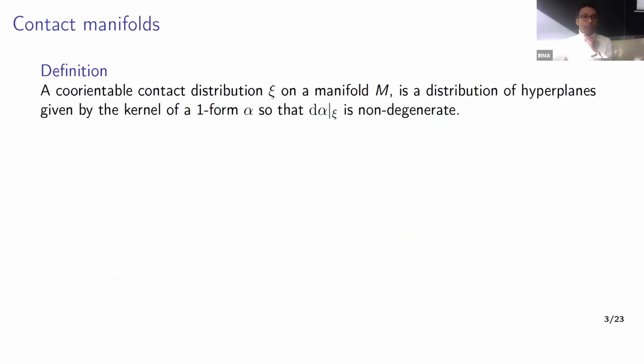So now let's go to what happens in contact geometry. First, a definition: a contact manifold is a manifold endowed with a distribution of hyperplanes which is co-orientable, which means that there exists a vector field everywhere transverse to this distribution. Moreover, we ask the distribution to be maximally non-integrable. Another way of saying the same thing is that the contact distribution is given by the kernel of a one-form alpha so that the exterior derivative of alpha restricted to the distribution is non-degenerate. In some sense, d alpha is a symplectic form on the distribution of hyperplanes.